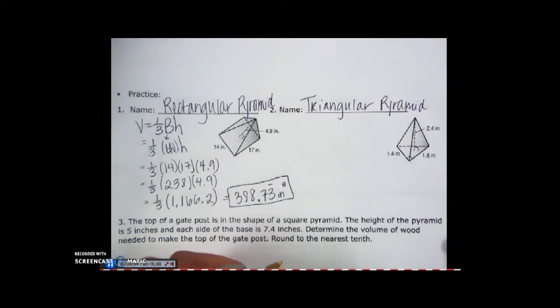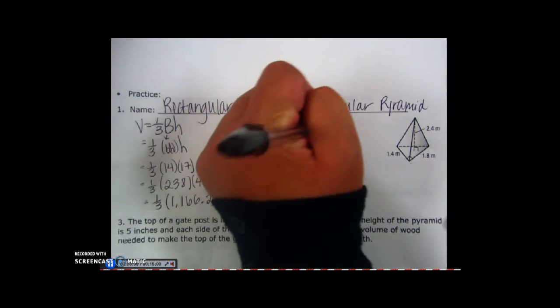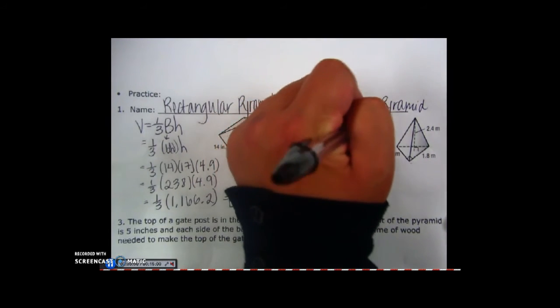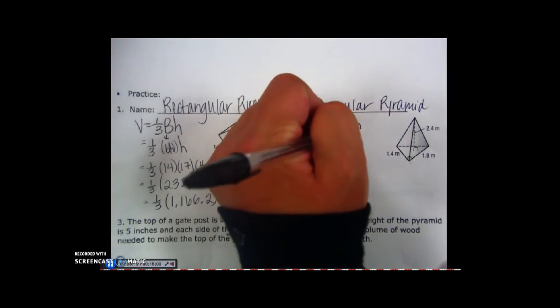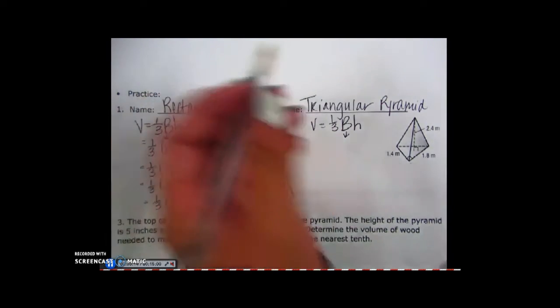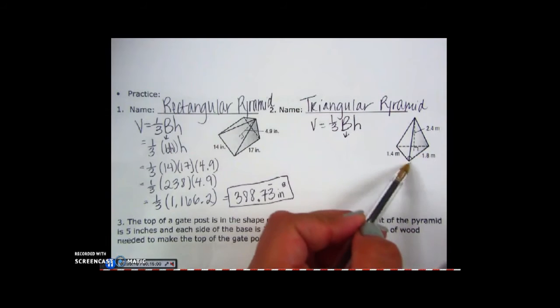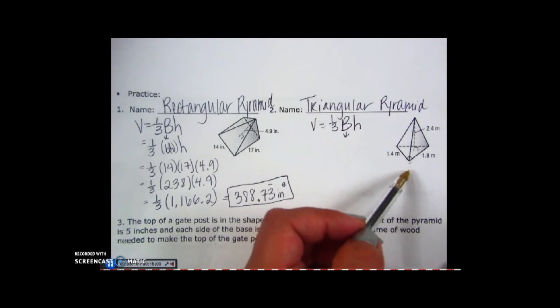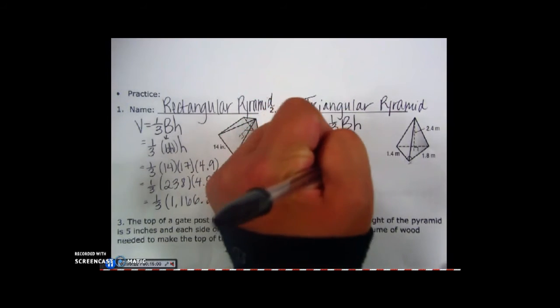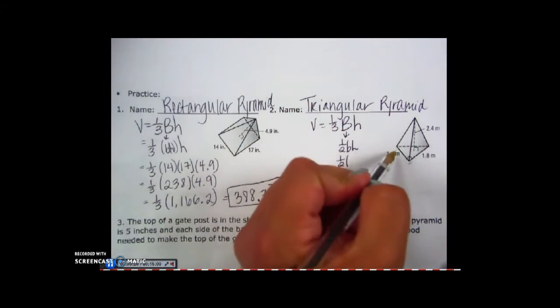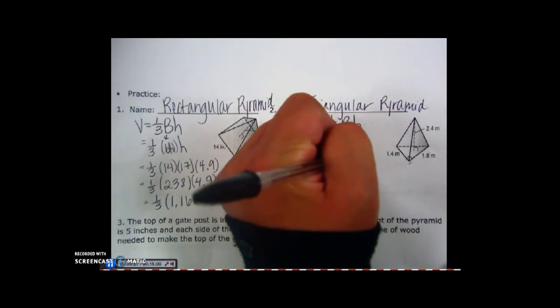No matter what type of pyramid we have, we use that formula: volume equals 1/3 the area of the base times the height. So just like we had been doing, capital B is the area of the base, so we need to figure out what formula we use for that. Since our shape is a triangle base, that means I need half of base times height. So I do half of my 1.4 times my 1.8.